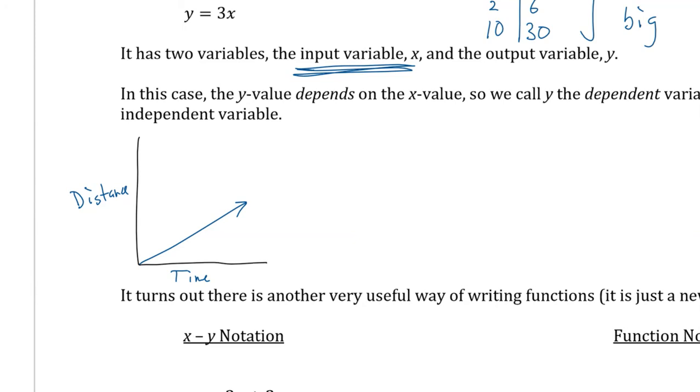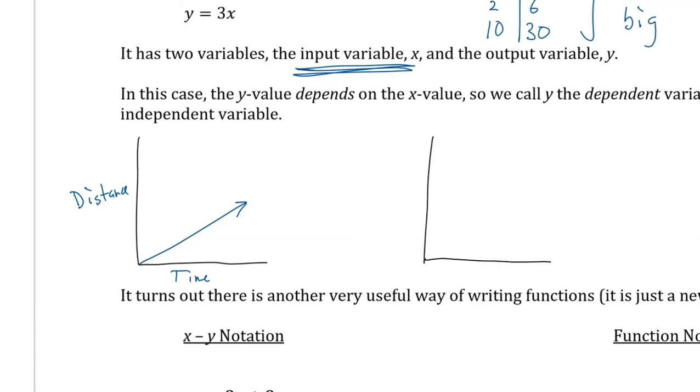And this is why time has to go on the horizontal axis. You can't put time up on the top and distance on the bottom. This is just a convention in mathematics, but we always put the independent variable on the bottom. Independent variable always goes here. And time doesn't depend on anything. Time just goes. But the distance you travel depends on how long you've been going, right? Okay, what's another one?